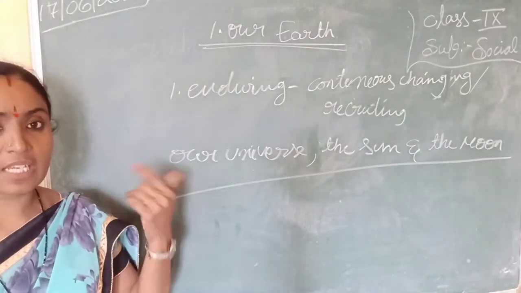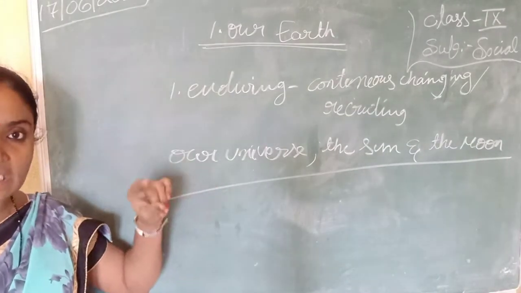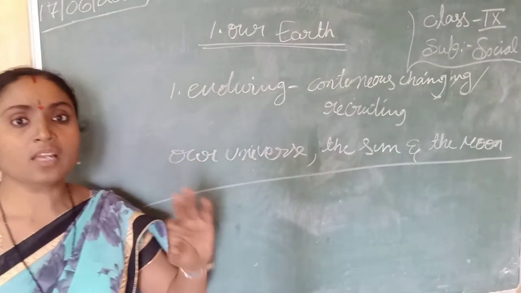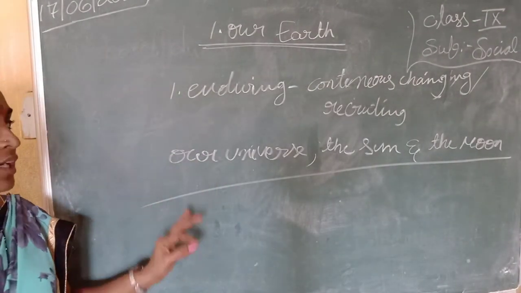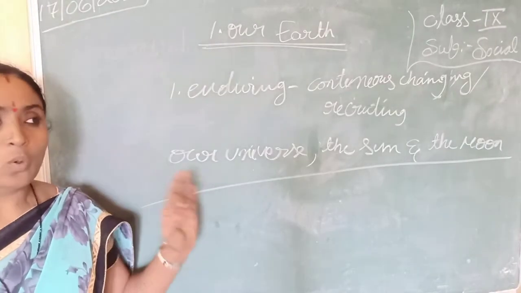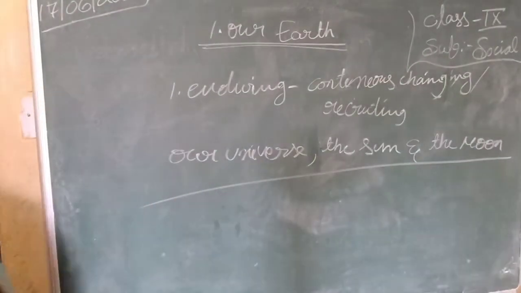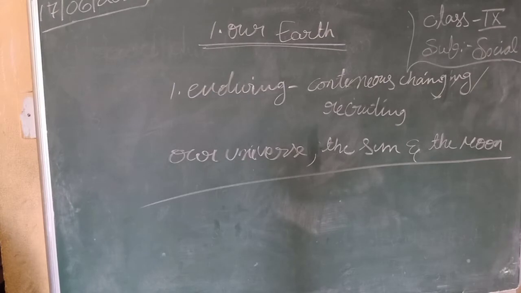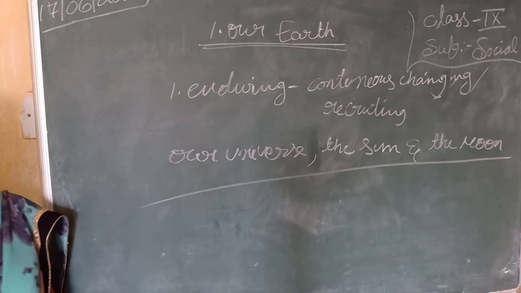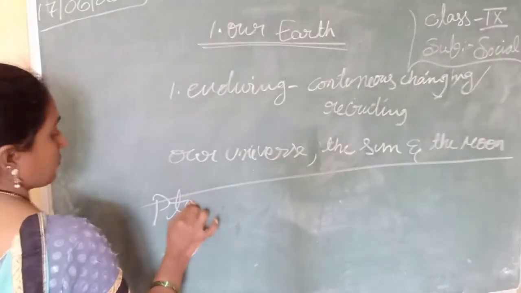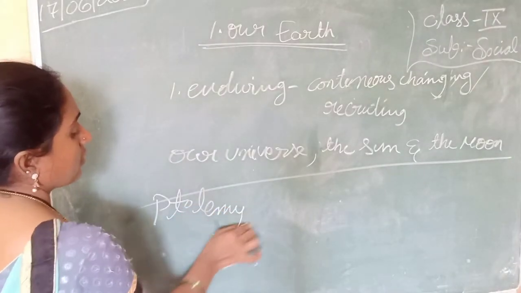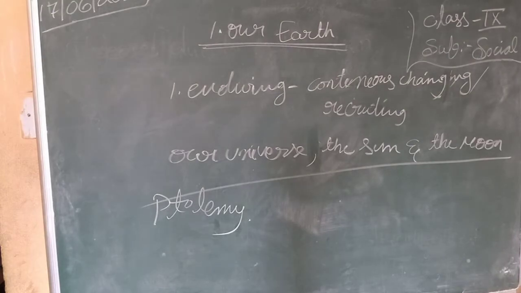In the sky, the stars, moon and the sun are there. They are revolving around each other. This is called the geocentric theory. Ptolemy proposed this geocentric theory.